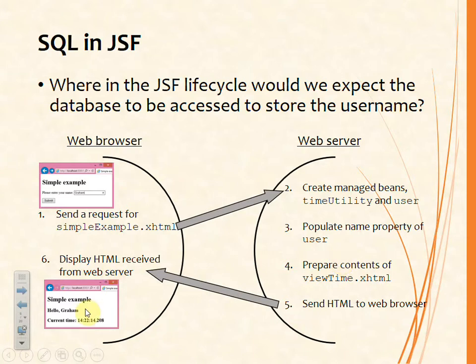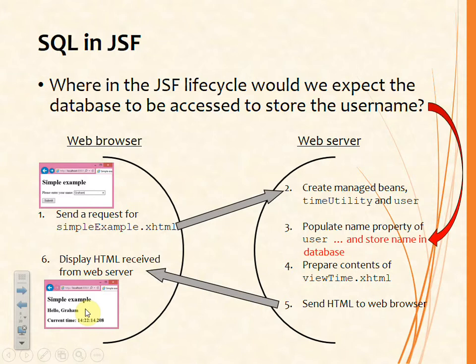So that's the life cycle. Where would you expect the database to be accessed in this sequence of things? We've already said that the database is going to be on the web server, so we would not expect database access in steps 1 or 6. So steps 2, 3, 4 or 5, where would you expect the database to be accessed? When it's being populated, so step number 3.